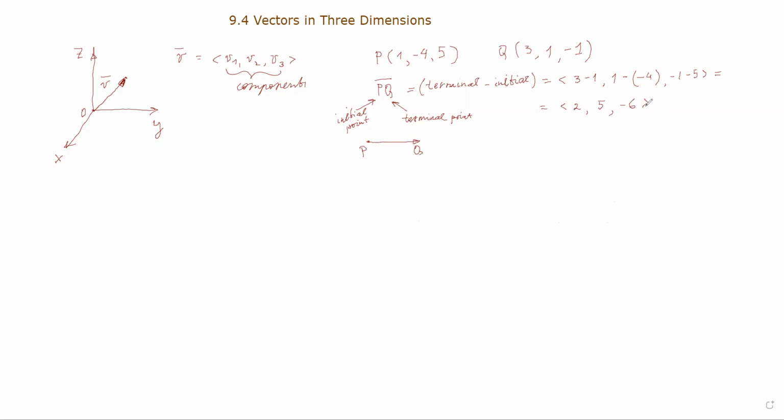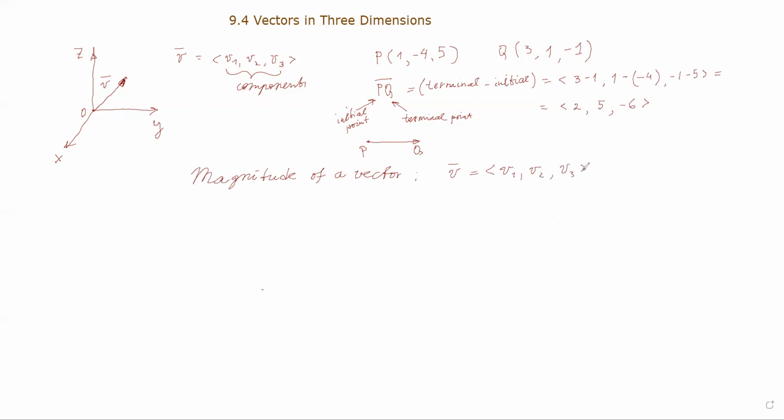Okay, so how do we calculate the magnitude of a vector? In two-dimensional space, we square the x coordinate and y coordinate and take a square root. In three dimensions, we are going to square x, y, and z. So let's talk about the magnitude of a vector. Again, let's consider vector V, which has components v1, v2, and v3.